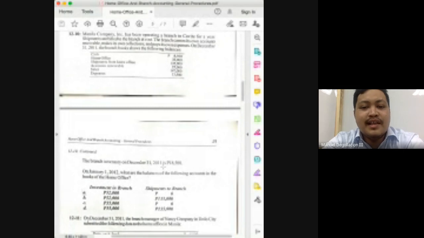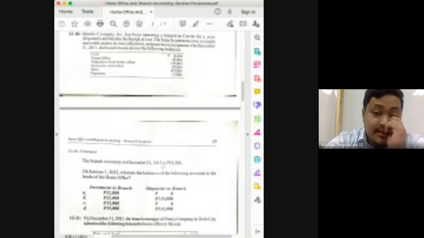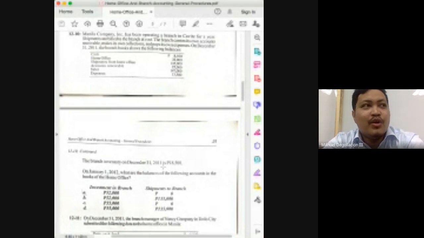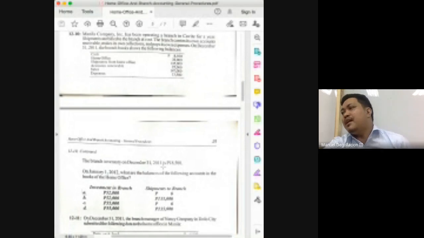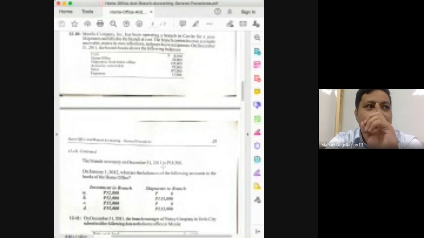Okay? But why is the answer in this problem not 35,000 when we are already given in the problem that the balance of the home office is 35,000? Aren't they supposed to have the same balance? Yes, but why is the answer here not 35,000? Because the 35,000 is as of December 31, 2016. Okay, but what is being asked here? The balance as of January 1, 2017.